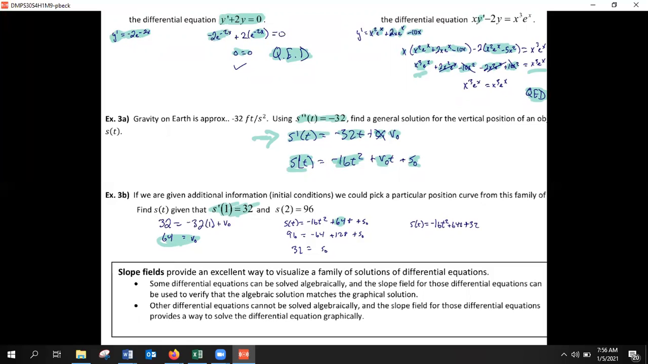Integrate one more time. We have negative 64 plus 128 plus initial position is 96. So we get our initial position is 32. What I was using is that we know that our position at time 2 is 96. Put that into our information, and we get the particular solution. Now, I would say the particular solution, or the particular curve in this case, is going to be the one that satisfies all the information from our differential equations.